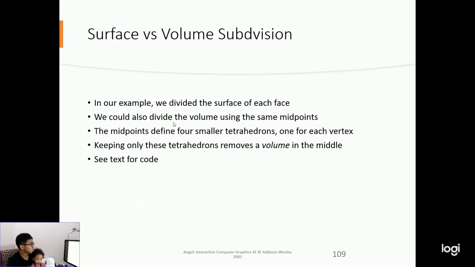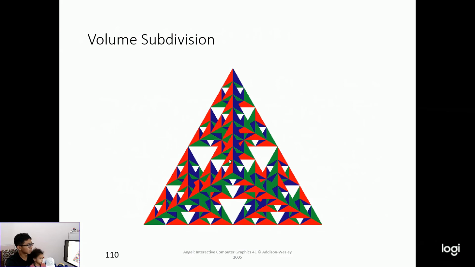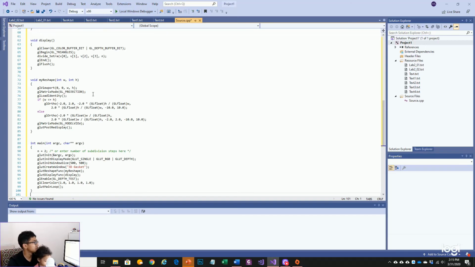In this example, we actually have a division for each surface of the object. So we could also divide the volume using the same midpoints. The midpoints define the four smaller tetrahedrons, one for each vertex, so we call it a tetrahedron. We will not call it a triangle here. Keeping only these tetrahedrons removes a volume in the middle. This is what appears when you actually subdivide.